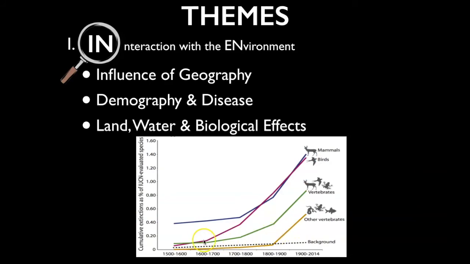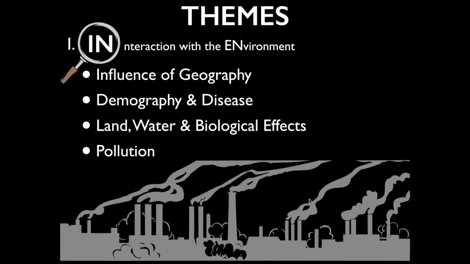This graph shows the number of extinctions that have taken place and grown, of different animals, as human populations have grown. We'll talk about pollution, how human beings have contributed to it, especially since the Industrial Revolution, the increasing use of fossil fuels, and how that has contributed to a change in global temperature.